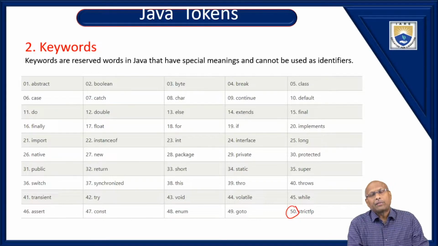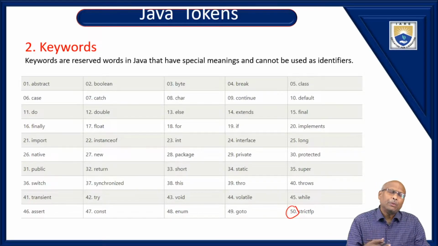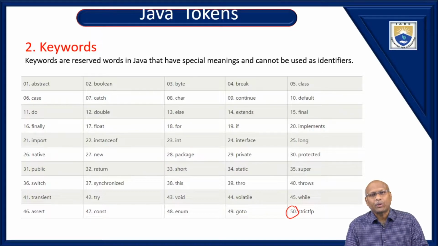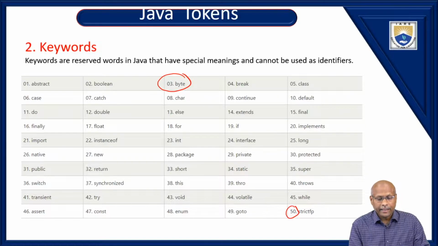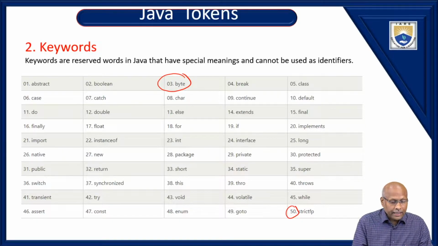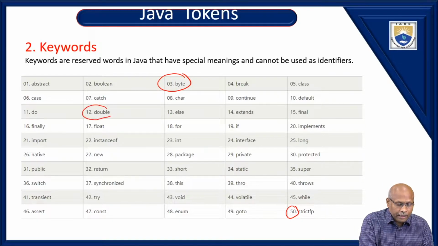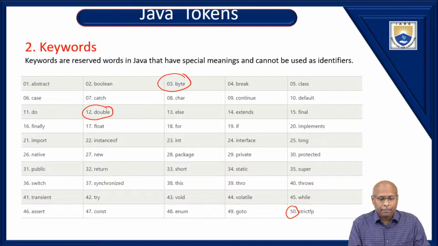Actually the number of keywords may be changing from version to version. So up to now the number of keywords is 50. Those 50 keywords should be used carefully for the special purpose. There are some keywords related to data type. For example, byte. Byte is a keyword related to data type. Similarly, there is a keyword called double. That is also a keyword related to data type.